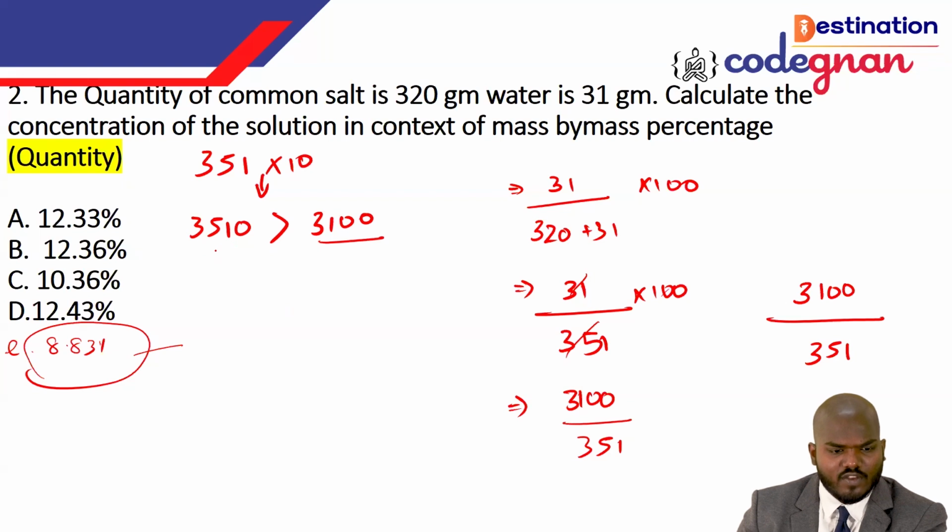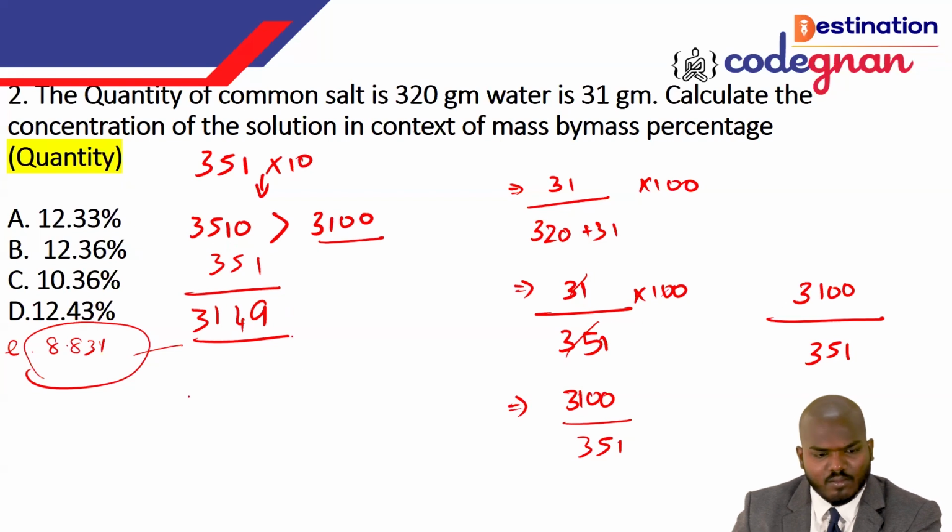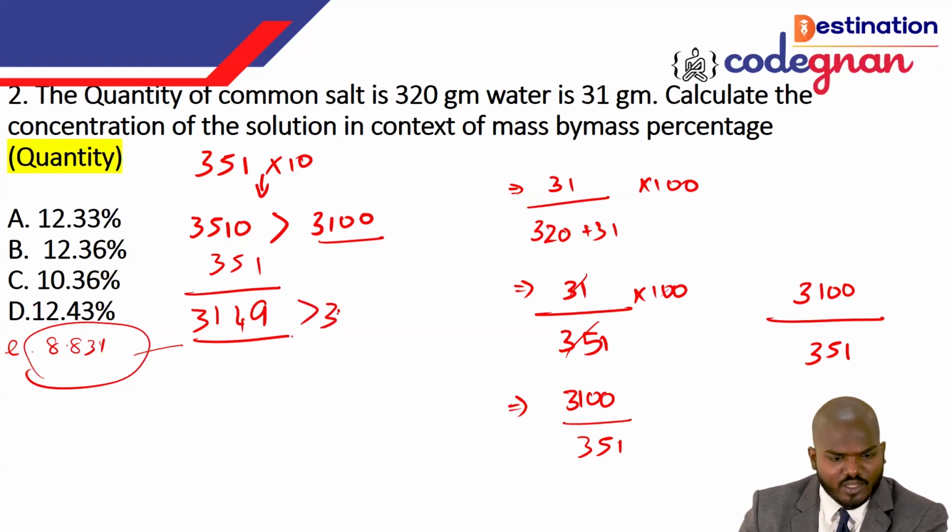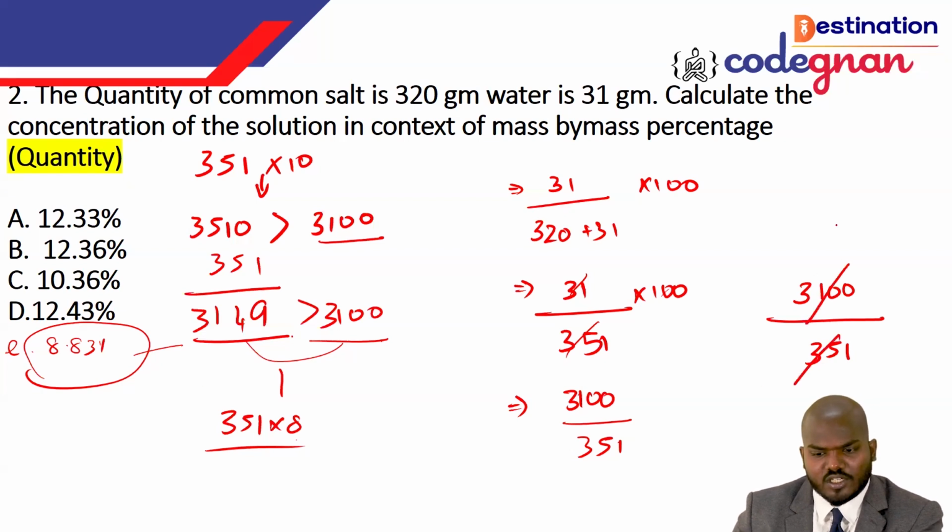If you see this one, 351 times 9, if you take it out, this gives 9, this gives 4, and this gives 1, so 3159. It is still more than 3100. So then it will closely come with the next value, 351 cross 8. So 8 point something will happen. So probably option E is the correct answer with respect to the question.